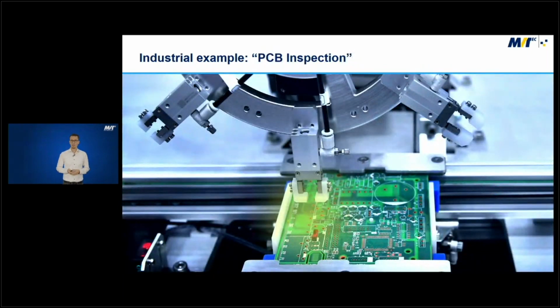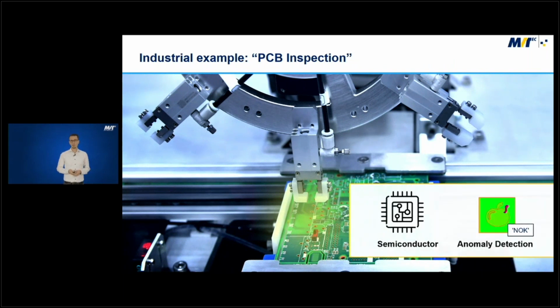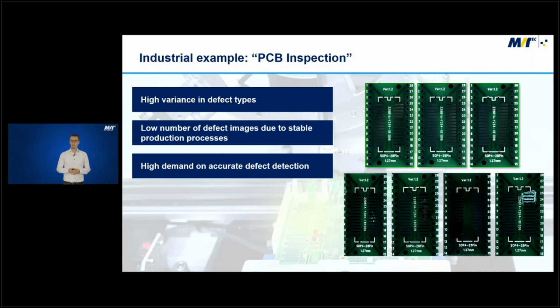Another example I have brought with me is out of the semiconductor industry. Therefore, we used our anomaly detection. Here you can see small PCBs. A problem of this production is that the defect types are very diverse. We have fingerprints, scratches, solder problems, contamination, and the problem is it's a very stable process in general, and the defect images are completely rare.